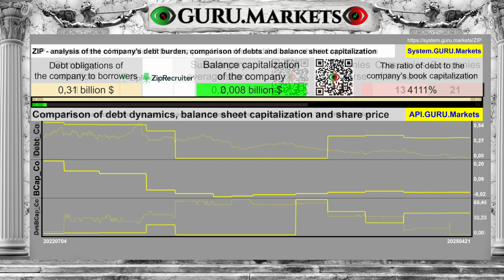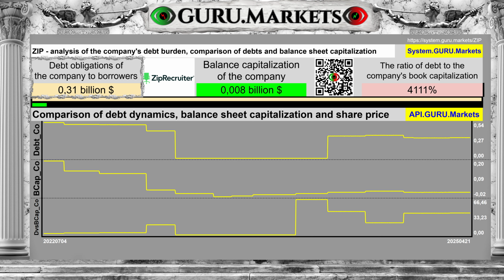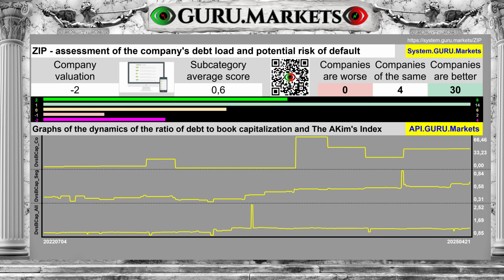The company's debt obligations amount to $0.31 billion. Debt to book capitalization amounts to 3,100% of the company's capital. Result on the level of the company's debt obligations: very bad, -2 points.